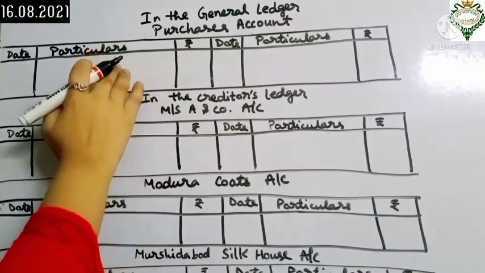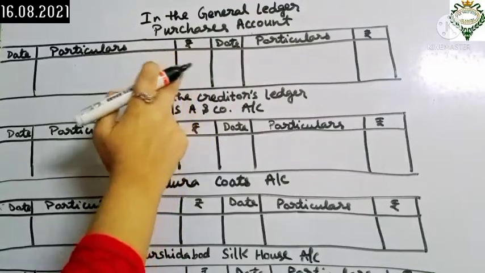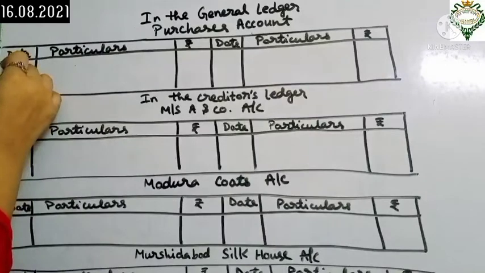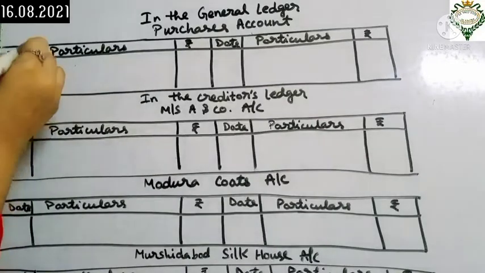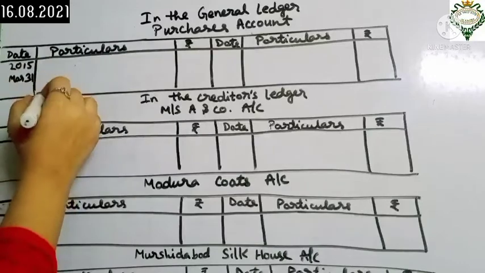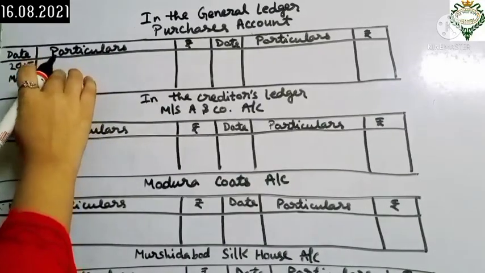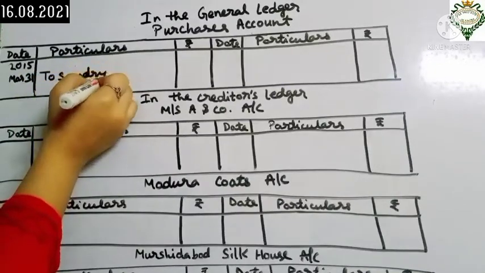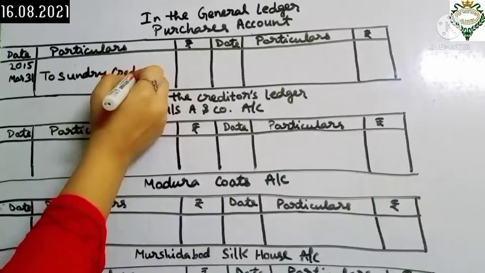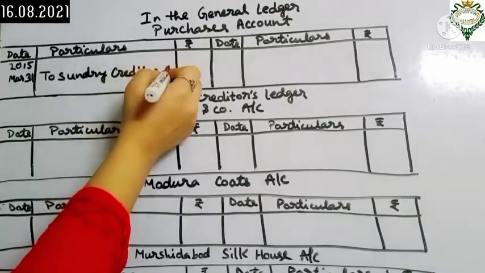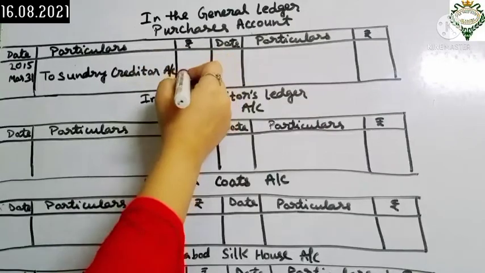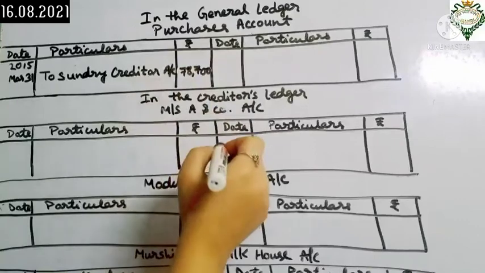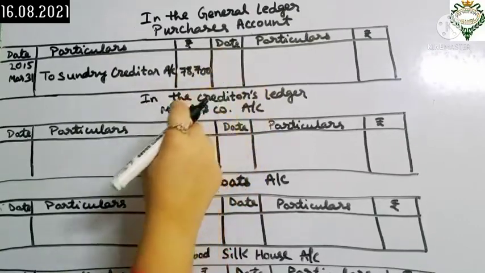So for that, whatever total we have got in the purchases day book, that amount we have to record on the debit side. And the date we will write here, 2015 March 31, because at the end of the month we have the total amount. We have to write it here by writing to Sundry Creditors Account. And the total amount was 28,700.